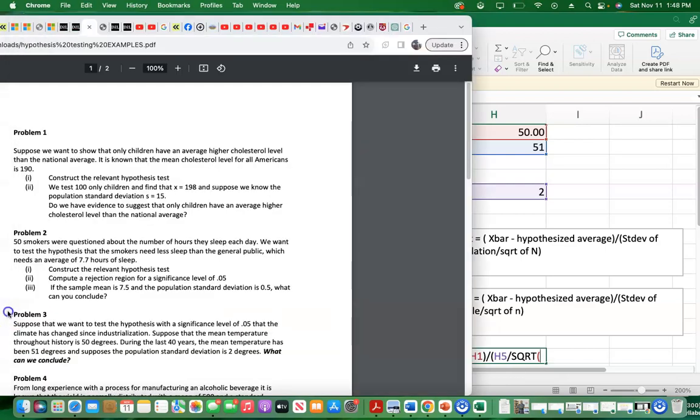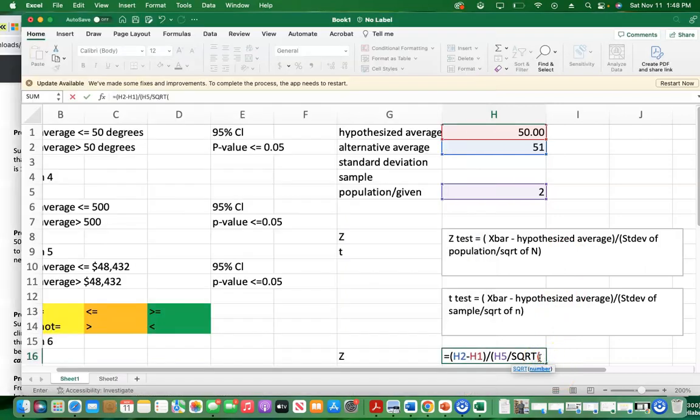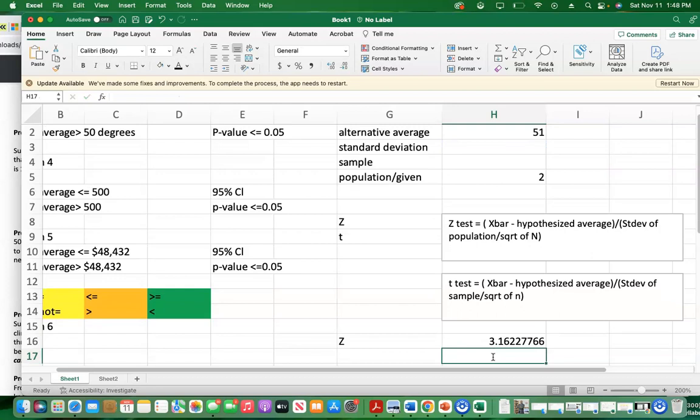And you can see in problem number 3 that the study was done for 40 years. And that's why it says during the last 40 years, the average temperature is 51 degrees. And so here we are looking at the square root of 40. So close the bracket. But also we have to close the bracket because we have this one bracket here. And in this case, our z value is 3.16, and it is positive.